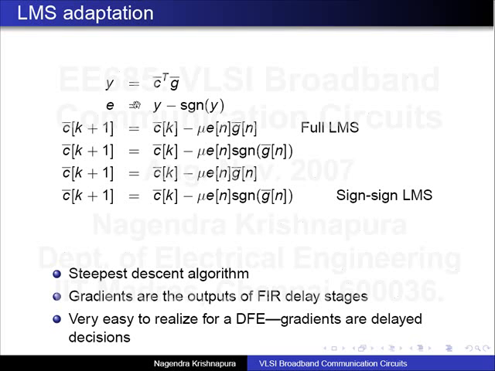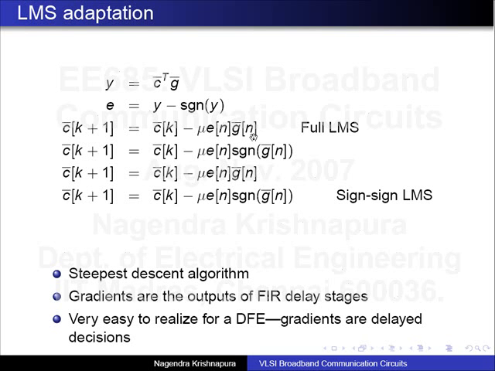So what you do, you have this y, which is the coefficient multiplied by the input vector. And the error, I'm again considering only the binary case, but it doesn't have to be binary. It can be a multi-level signal also. So y minus the sign of y. So basically it turns out, in this particular case, the gradient of y with respect to c is simply g itself. So you update the coefficient based on the product of the error and the input to the coefficients g.